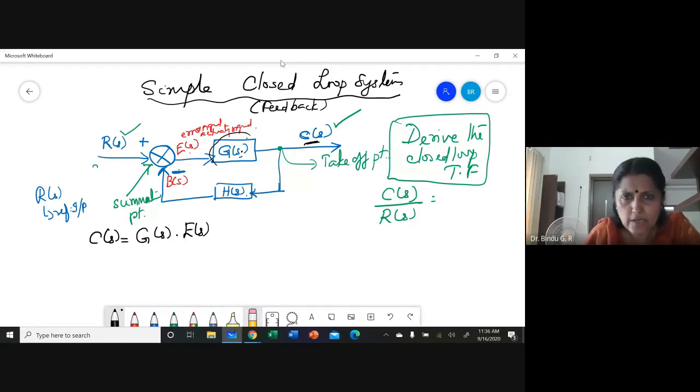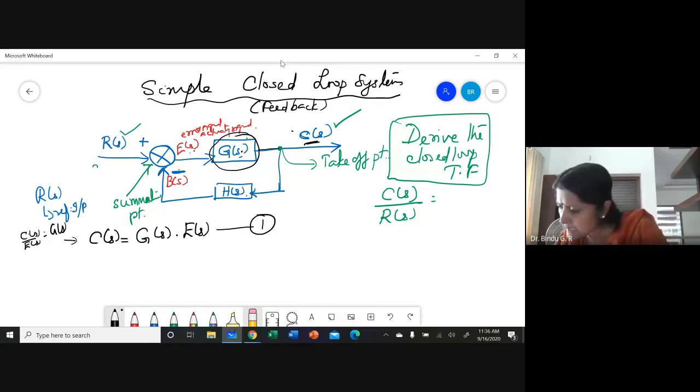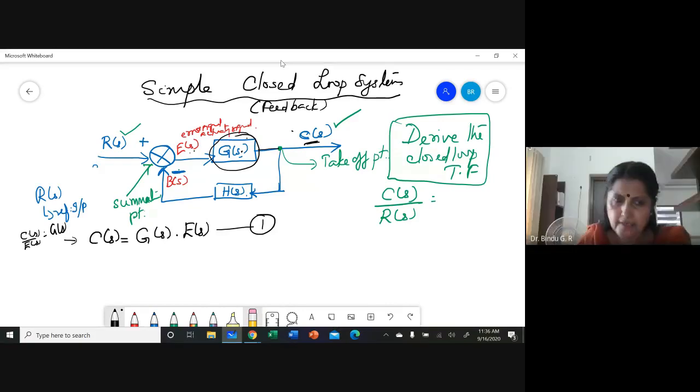for this block alone, what is the output of this block? C(s). What is the input of this block? E(s). So C(s) by E(s) would be G(s), isn't it? So I wrote C(s) is equal to G(s) into E(s), equation number one. Is that clear? Anandu or Pillai? Anandu? Yes, Miss, clear. Clear, okay.